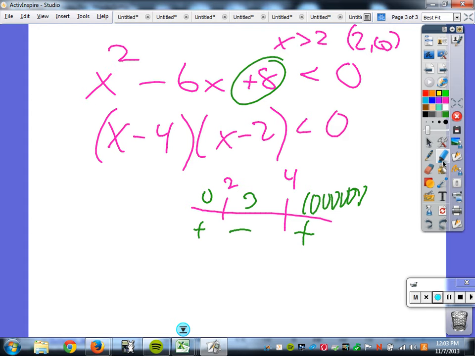What values are less than 0? Negative. That's the section that's negative, right? So, what interval is that between 2 and 4? Include or not include?